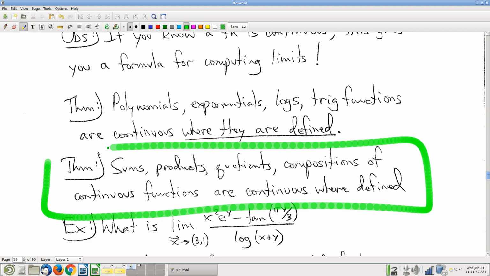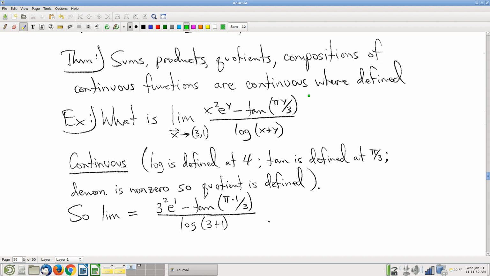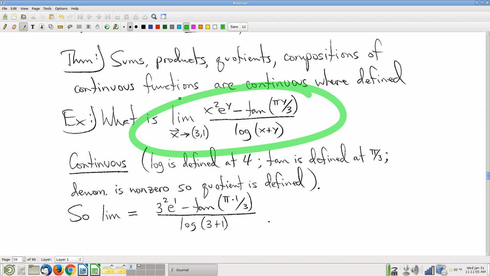And furthermore, roughly speaking, any way you can combine known continuous functions, the result is continuous. And so here's an example. You want to compute that limit. It looks like a really hard problem. This is actually a really easy problem. The function on the right-hand side is nasty, but look what x is doing. x is approaching 3, 1. Everything in sight over here is barnyard variety familiar. All of these functions are known to be continuous where they're defined. They're all defined at the point in question.